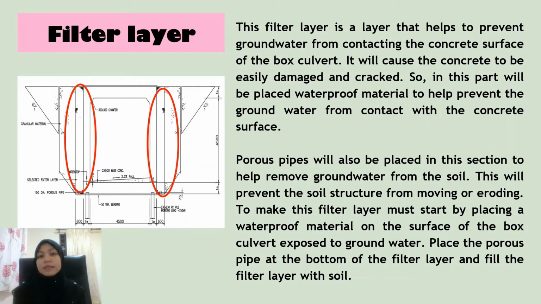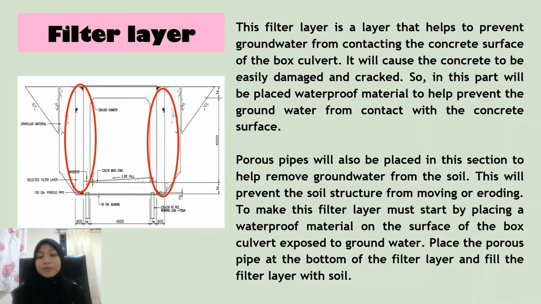Filter layer. This filter layer is a layer that helps to prevent groundwater from contacting the concrete surface of the box culvert. It will cause the concrete to easily damage and crack. So, in this part, we will place waterproof material to help prevent the groundwater from contacting the concrete surface. Porous pipe will also be placed in this section to help remove groundwater from the soil. This will prevent the soil structure from moving or eroding.